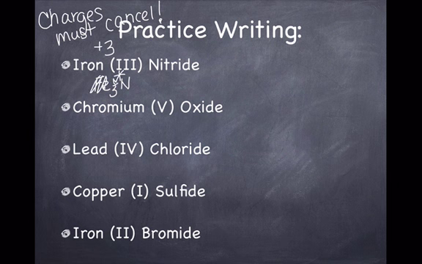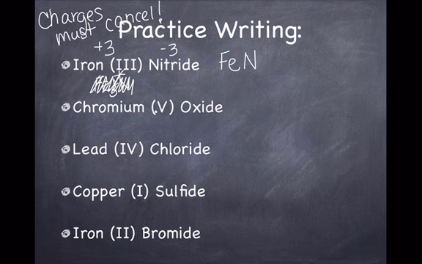So this is not correct. The 3 means the iron has a +3 charge. Then we go look at nitrogen. Nitrogen has a -3, and a +3 and a -3 add up to 0. They cancel each other out, which means I just need one of each, so it's just FeN.